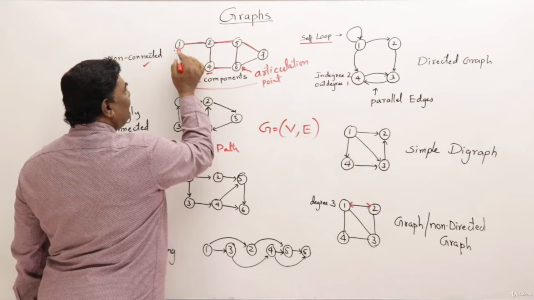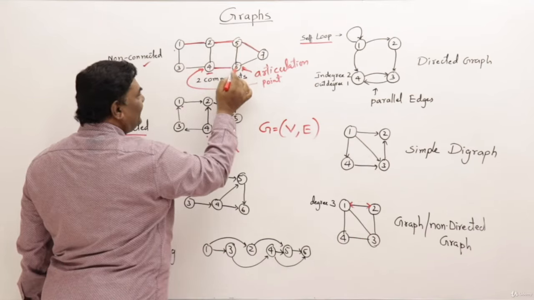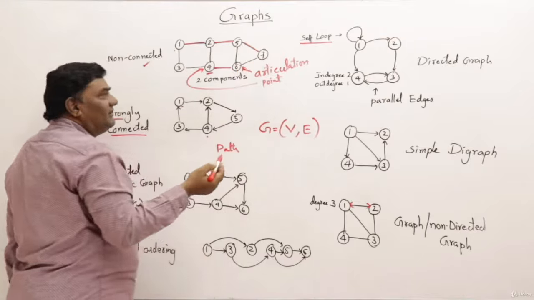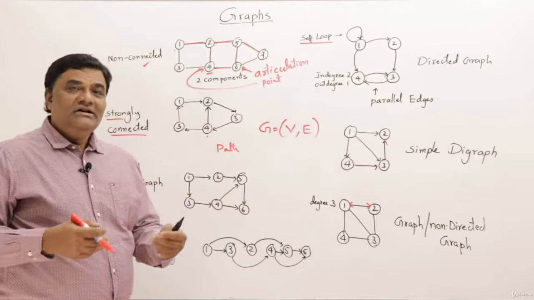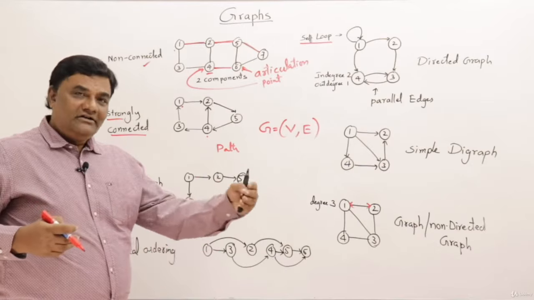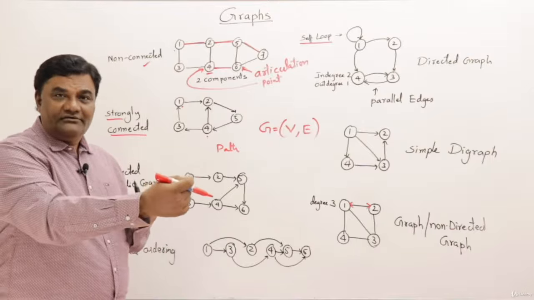Or else I can go from 1 to 3, then 3 to 4, 4 to 2, 2 to 5, 5 to 6, then 7. Path can be with less number of edges also, or more number of edges also. Shorter length path or longest path also possible. So path is set of vertices which are connecting a pair of vertices.